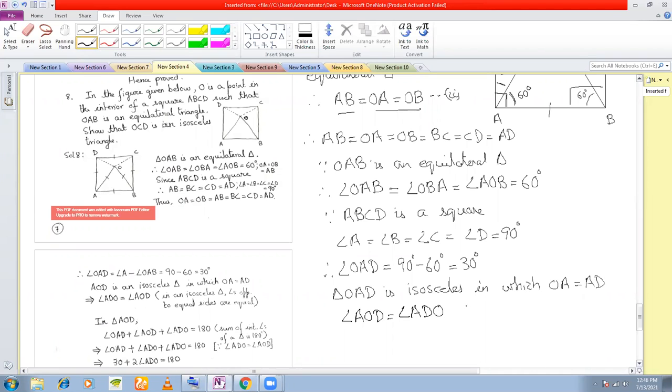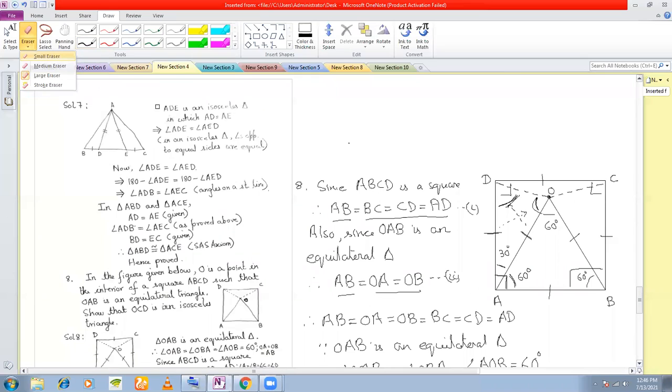right? And you will give your reason also. What is the reason? In an isosceles triangle, opposite to equal sides are equal angles. Okay, fine. So now let's erase the unnecessary marks.